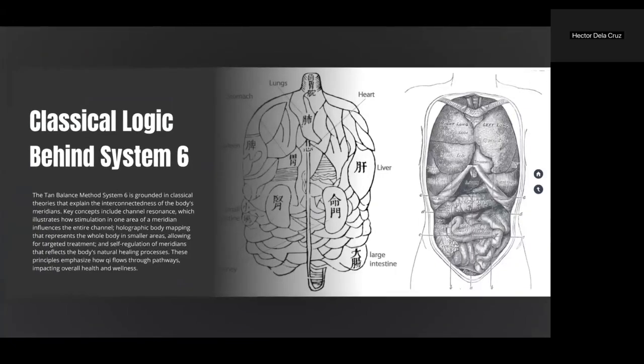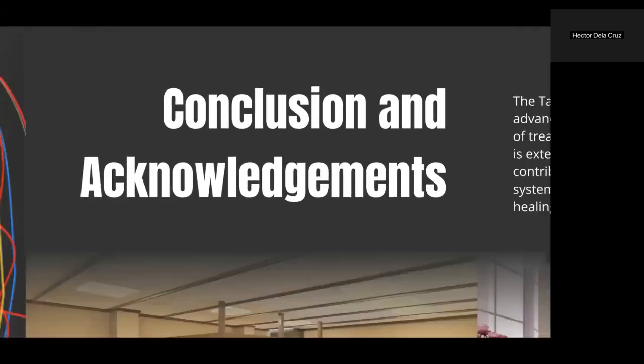The Tan Balance Method System 6 is grounded in classical theories that explain the interconnectedness of the body's meridians. Key concepts include channel resonance, which illustrates how stimulation in one area of a meridian influences the entire channel, holographic body mapping that represents the whole body in smaller areas, allowing for targeted treatment, and self-regulation of meridians that reflects the body's natural healing processes. These principles emphasize how qi flows through pathways impacting overall health and wellness.